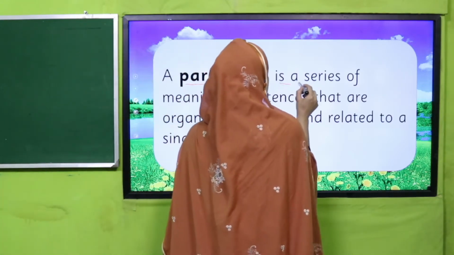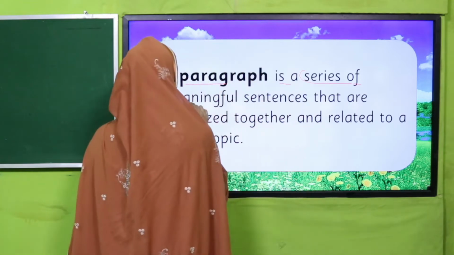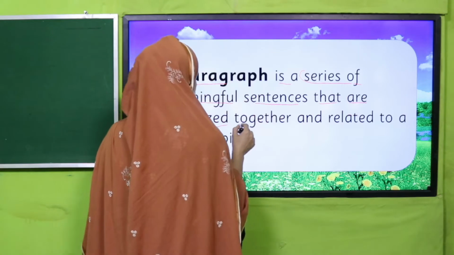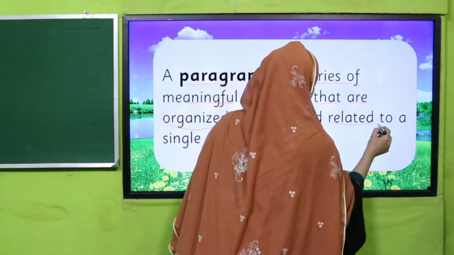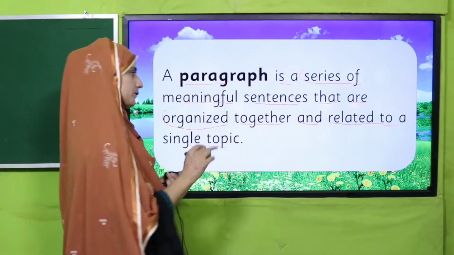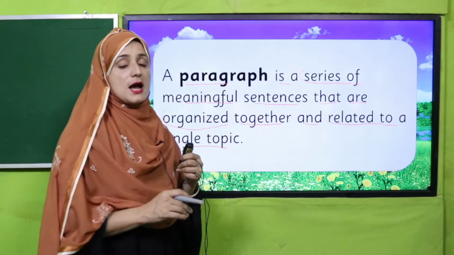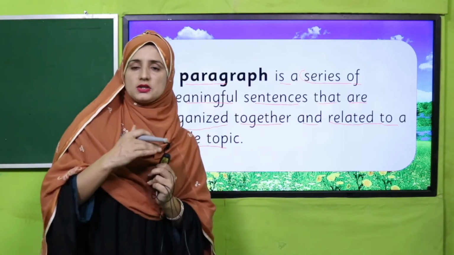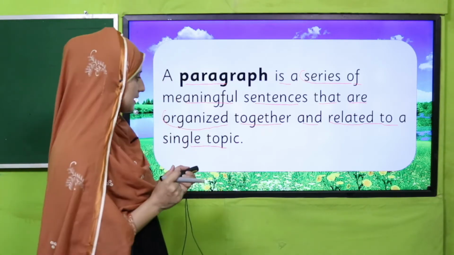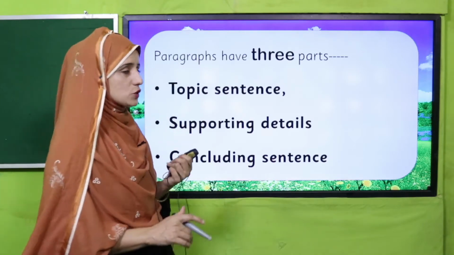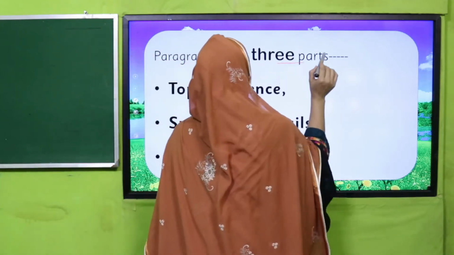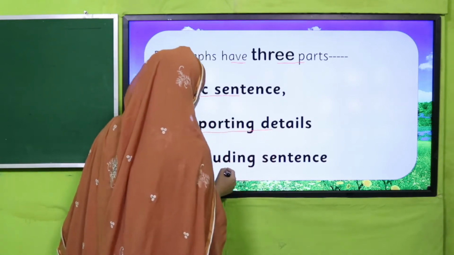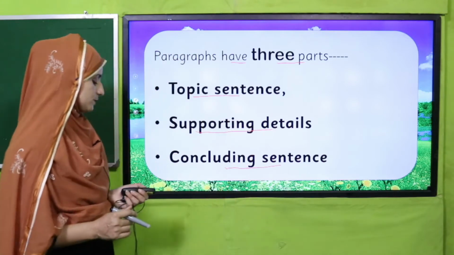A paragraph is a series of meaningful sentences that are organized together and related to a single topic. Always, a paragraph is a group of sentences that are organized together and support a single main idea. And how many parts does a paragraph have? Paragraphs have 3 parts: topic sentence, supporting details, concluding sentence.